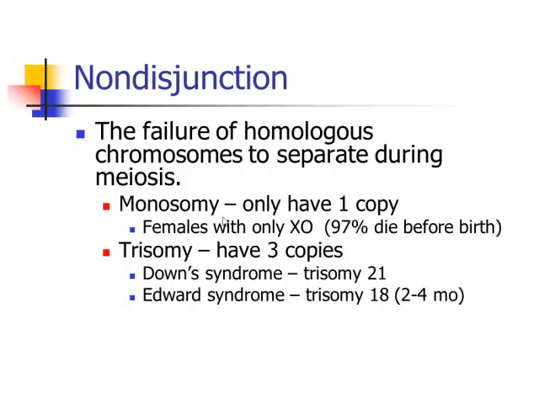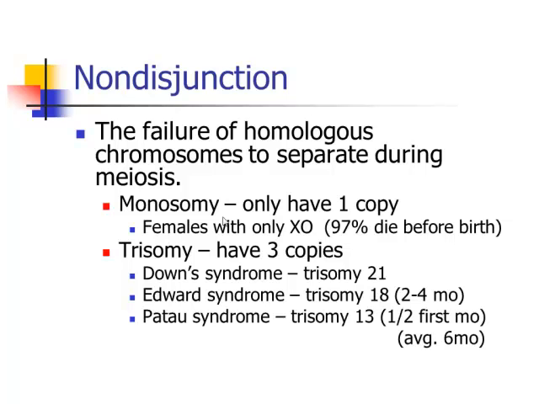A couple others is Edwards syndrome, trisomy 18. People with Edwards syndrome only live till about the age of 2 to 4 months. And Patau syndrome is trisomy 13. The majority of kids that are born with Patau syndrome die their first month after they're born, and those that are able to survive that first month usually only make it about another 6 months. So Down syndrome is the one that we can handle the best. Any other type of trisomy or even monosomies, humans cannot handle, and we usually end up dying either before we were born or shortly after birth.